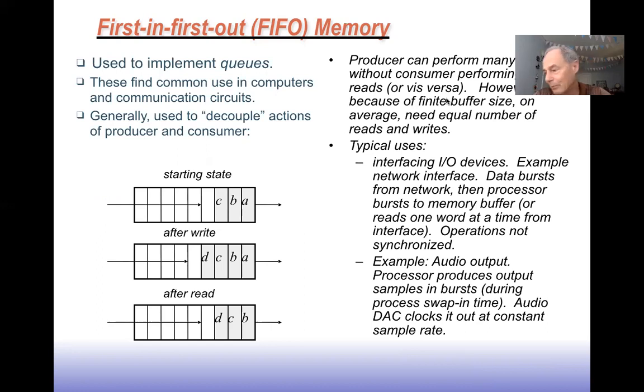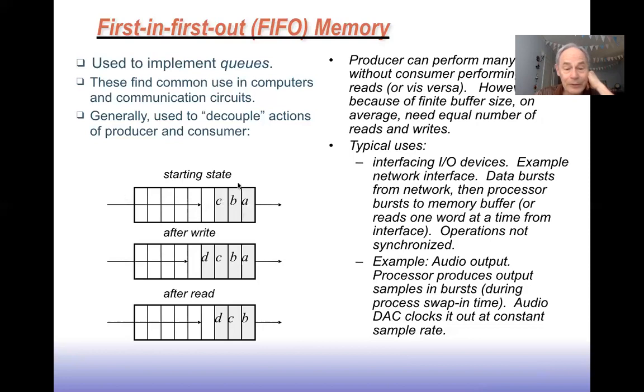The producer could burst and generate a bunch of writes, and then the reader can come later and read at its own pace. However, there is a finite buffer size, and this buffer is used to rate match the writer and the reader, or the producer and the consumer. On average, though, we need to have an equal number of reads and writes. Otherwise, we'd overflow this FIFO memory, right? So the action is shown functionally over here in this picture.